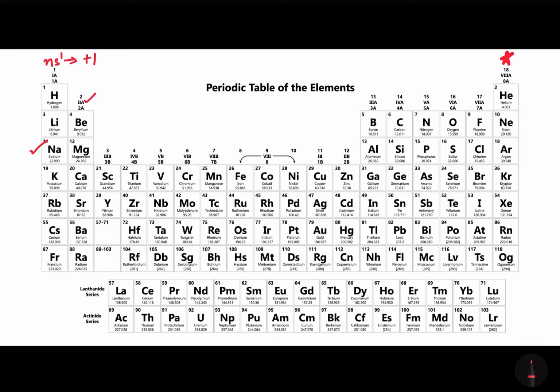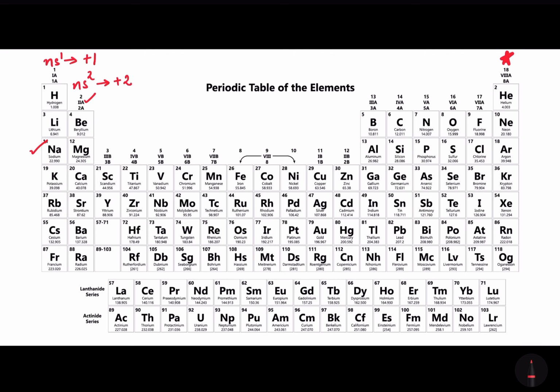Now let's talk about group number 2. For group number 2, the general electronic configuration is ns2. So the group number 2 elements will lose 2 electrons to attain the stable noble gas configuration. So the charge or oxidation state will be +2.